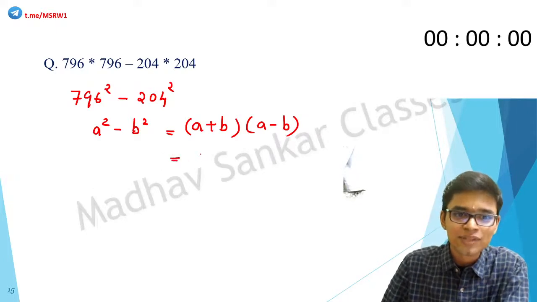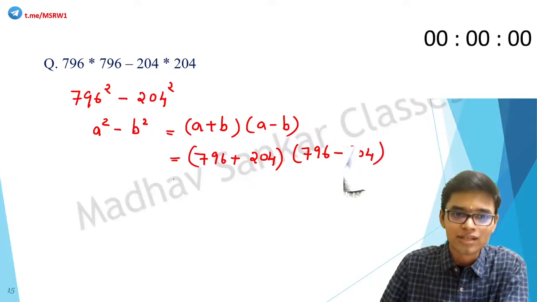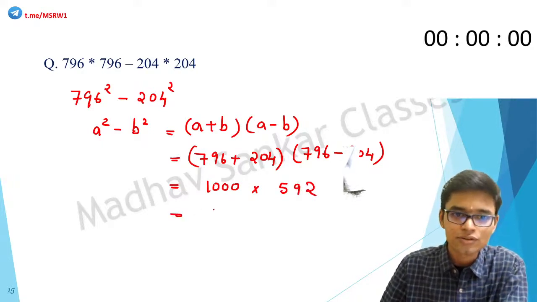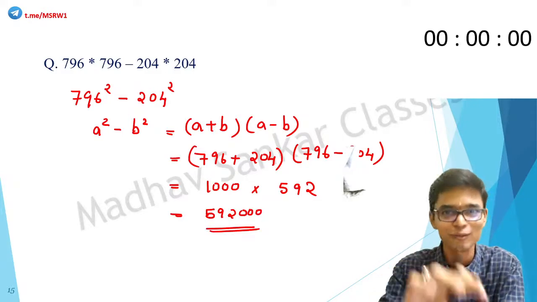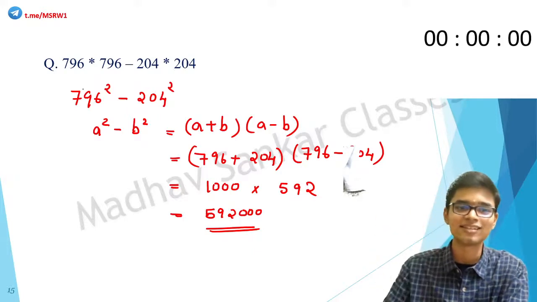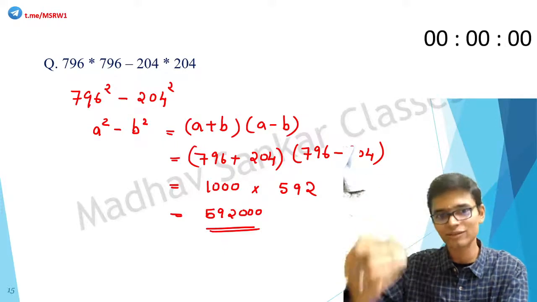So this is equal to 796 plus 204 into 796 minus 204, which is 1000 into 592, which is 592000. Done. Yeah, that's why I told Nandini almost got it. You forgot those 3 zeros. That's it. See, isn't it simple? You just have to see this. This is a squared minus b squared. If you see that, it's over. Problem is done. The mathematical calculation is very simple.